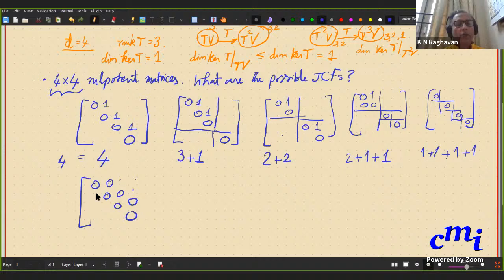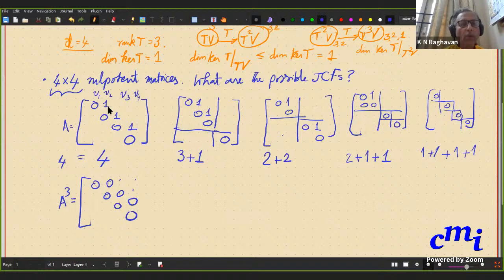So, T to the 4, T cubed definitely kills this. Right? So, if this is A, A cubed is what we are trying. Let's say the basis is V1, V2, V3, V4. So A of V1 is 0. So A cubed of V1 is definitely 0. Now, what is A of V2?